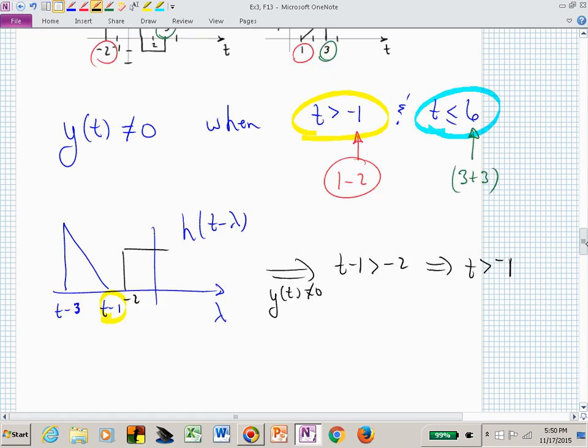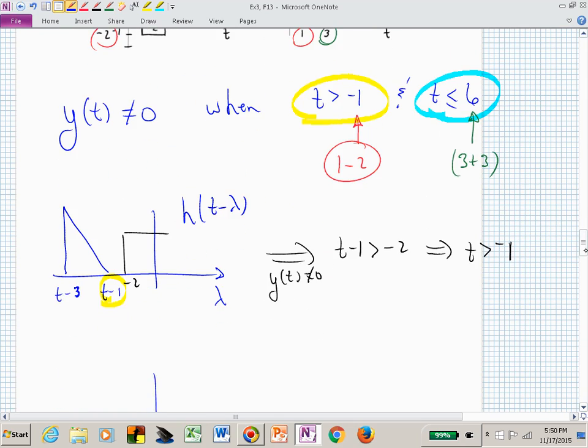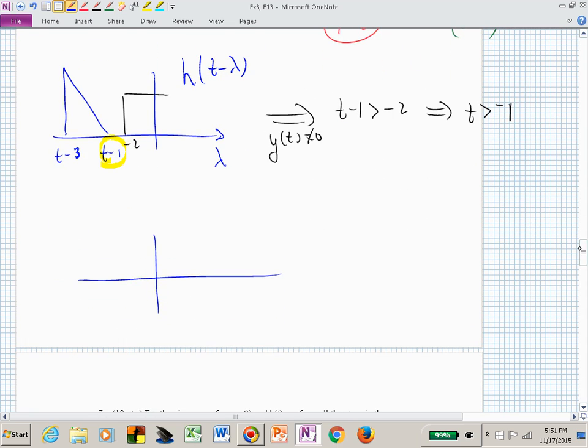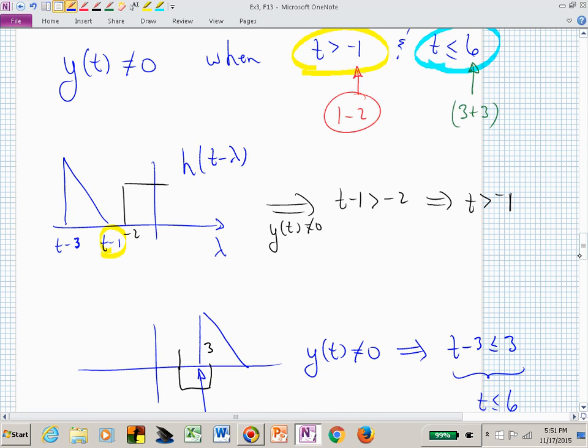Then the other piece of this would be, I didn't move x, it was doing something like this, wasn't it? It was at 3. And so I'm now looking to say, y of t is not equal to 0 in what interval of time? As long as t minus 3 is less than or equal to 3. And I hope those are consistent. So we worked that problem three different ways with three different strategies.